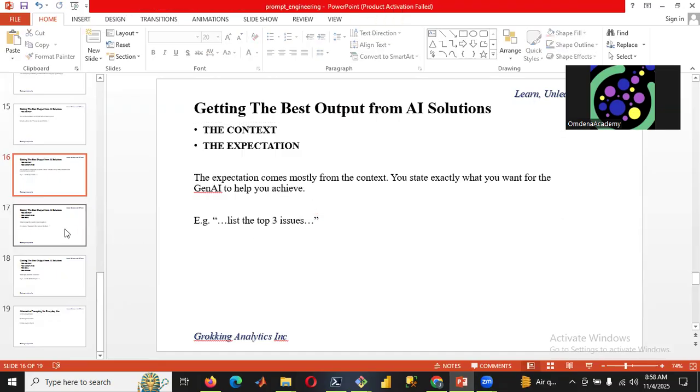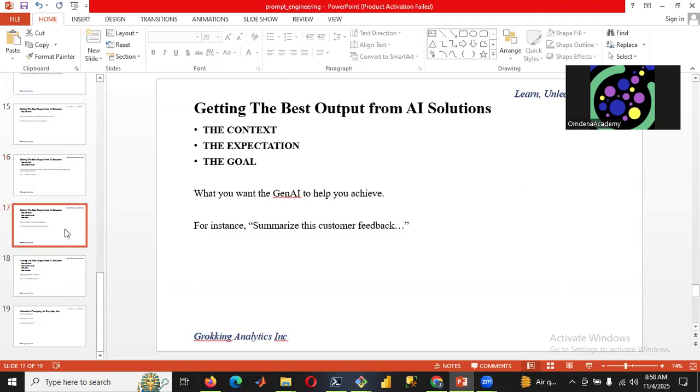So always give it perspective, give it expectation. Then the goal is very important. Summarize this customer feedback, for an example. So the AI will be able to craft your response based on your expectation, because you have a goal. If you don't give it a goal, it will just randomly be churning out things. It can churn out 3 pages, 5 pages just for you. But you have to learn to have goals.